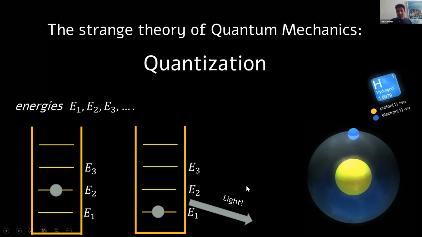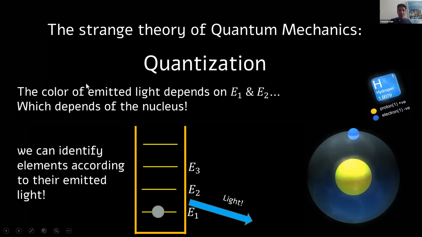Now, the color of that light will depend on how much energy the electron loses when going from this level E2 to this level E1. If it's a small energy difference, then it will emit, say, green light. But if it's a large energy difference, it will emit blue light, and so on. And now, the color depends on E1 and E2, and this depends on the specific nucleus, which means that it depends on the specific element that the electron belongs to, hydrogen or helium or lithium or barium or beryllium or carbon or whatever. Because the nucleus determines the height of these energies, and then the light emitted from those will give us the color. Therefore, we can identify elements according to their light.